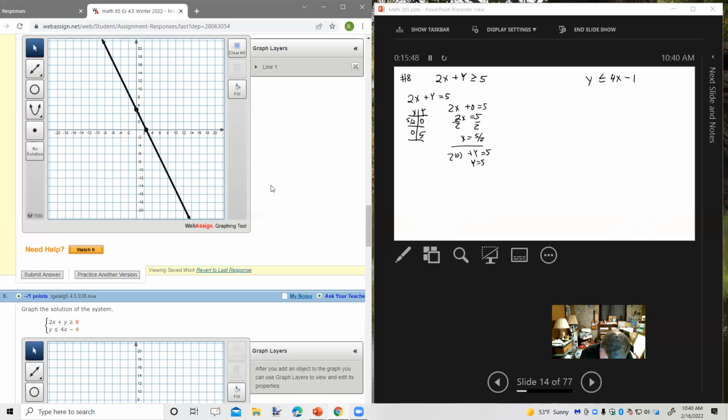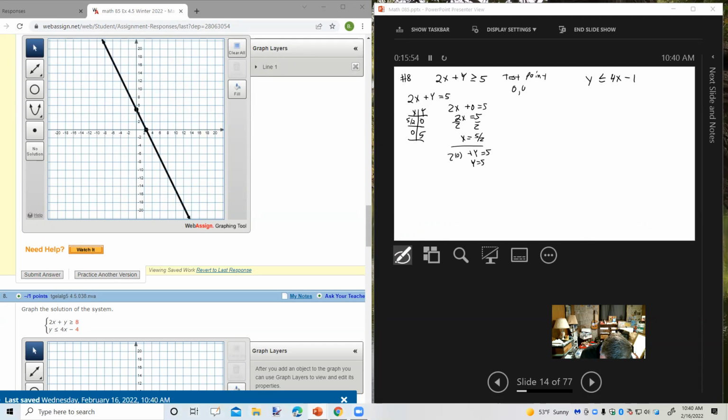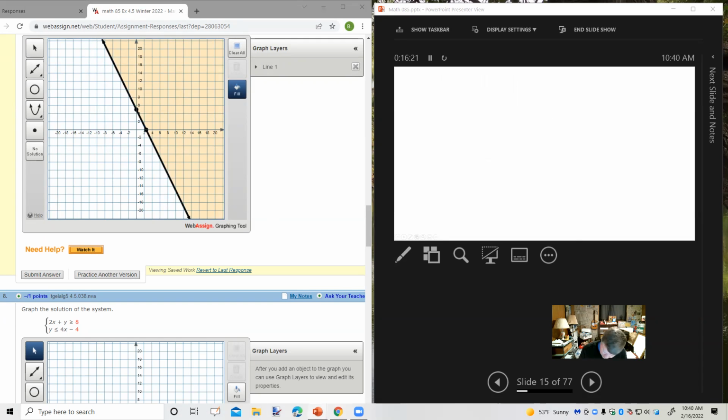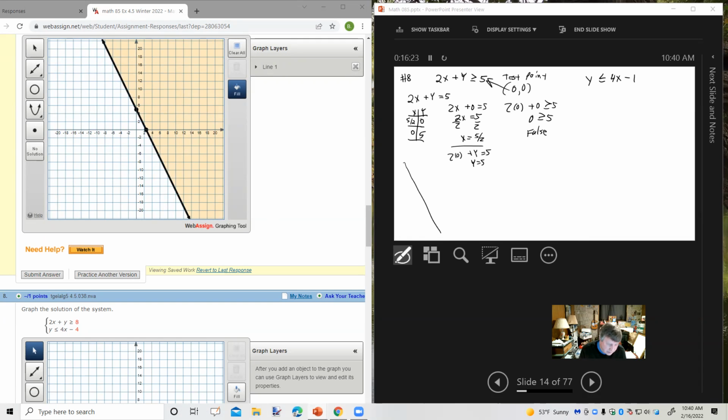And I'm going to use 0, 0 as a test point. Again, I have to use a test point that's not on the line. So as long as 0, 0 is not on the line, it's good for a test point. 2 times 0 plus 0 greater than or equal to 5, 0 greater than or equal to 5, that is false. So it would not be on this side of the line because 0, 0 is there. So it's going to be over here. And so I'll make a note here that we're going to shade above that line.